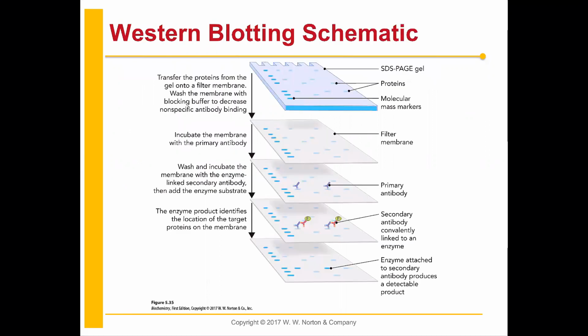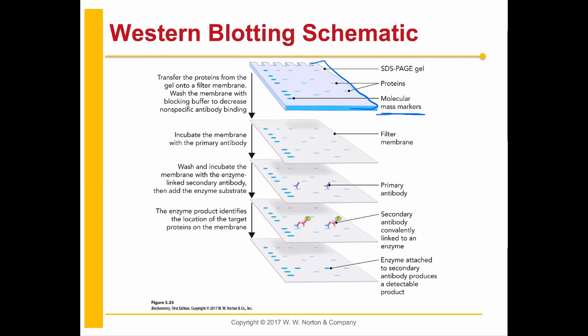So here's kind of our schematic of how things work. So the first step is we're going to run our gel, right? We're going to separate our proteins based on size or charge. So here's our gel. We've run our gel. And we have kind of separation of our proteins, right? And we also need to make sure that we have a molecular marker on the side so that we have known proteins of known size so that we can look at, okay, it was this size or that size, right?